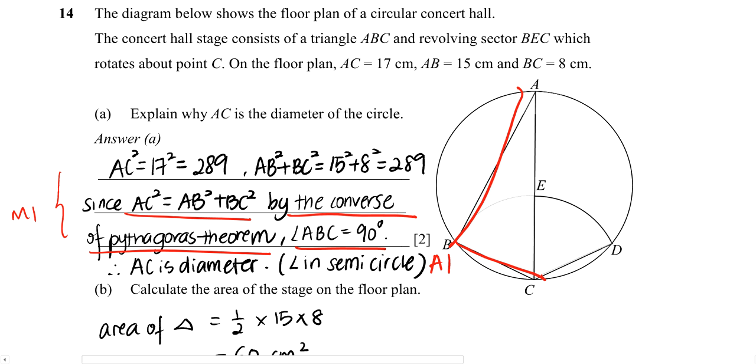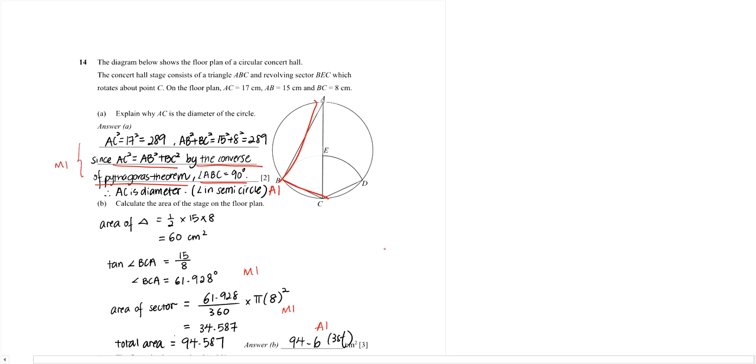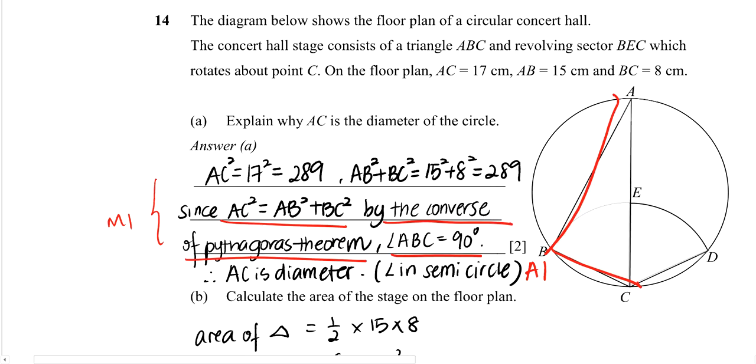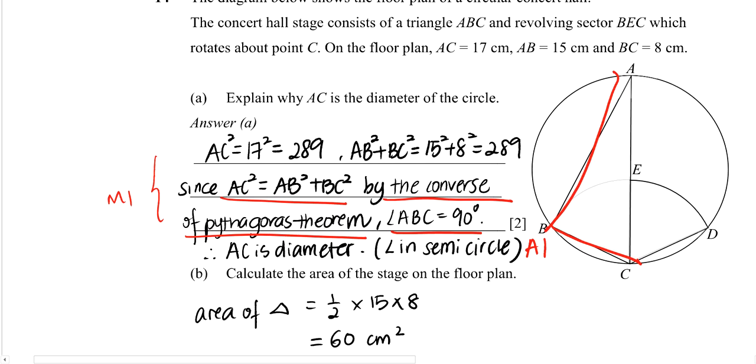It's not good enough to tell me that triangle ABC is a right angle triangle, because if you tell me right angle triangle, I don't know which one is the 90 degrees. So specify clearly where your 90 degrees is. So once that is done, because it is a right angle triangle now, therefore AC must be the diameter because it is now a semicircle. Reason is angle in semicircle.